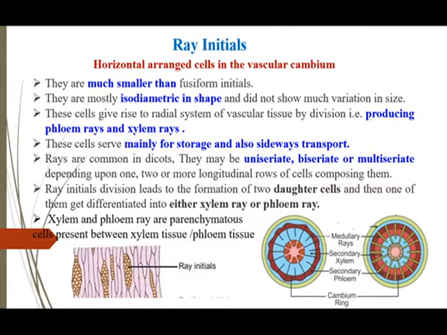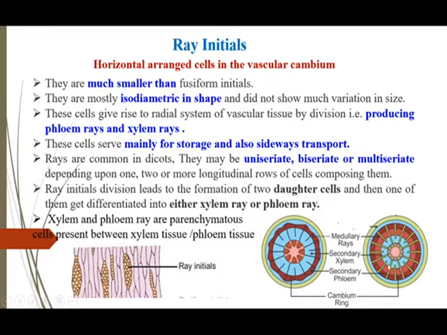Ray initials. Ray initials are arranged horizontally in the vascular cambium. They are much smaller in size. Being isodiametric, their size does not show much variation, and they produce phloem rays and xylem rays. These initials are mostly involved in storage and sideways transport. These ray initials are present as uniseriate, biseriate and multiseriate depending on one, two or more longitudinal rows of cells.